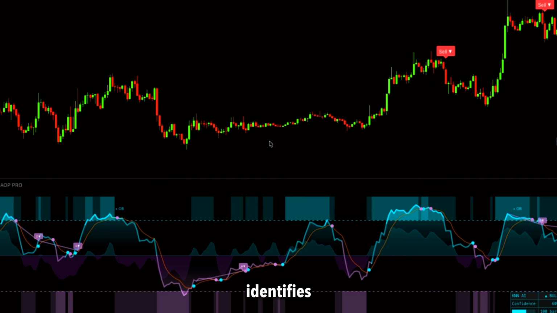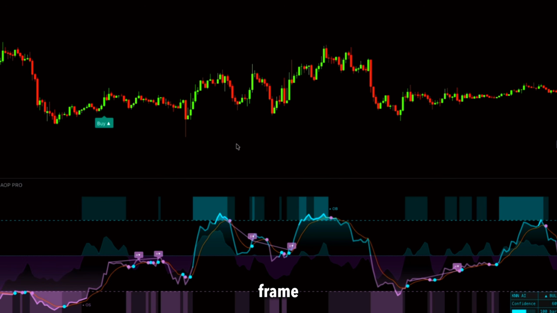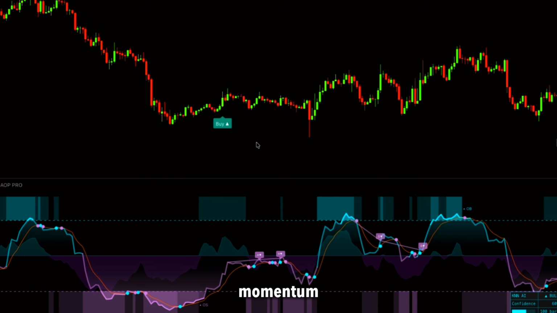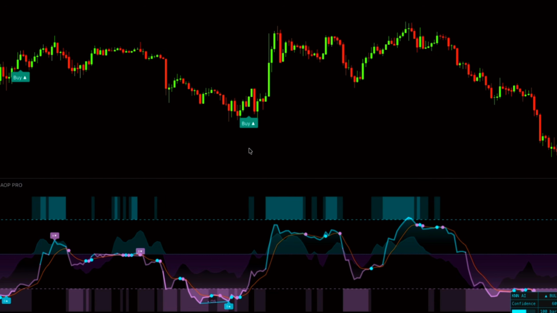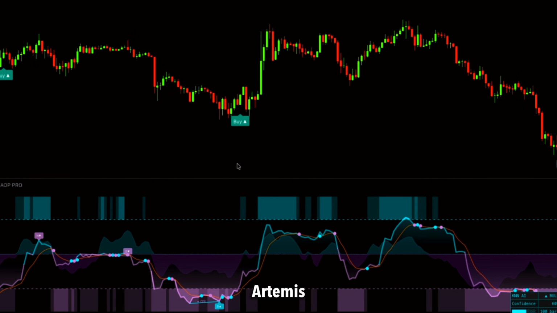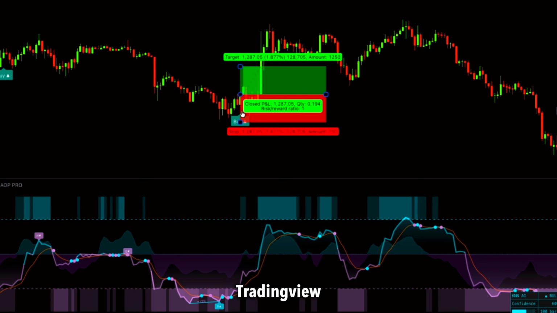The Supertrend identifies the structural shift on a higher time frame. Artemis confirms momentum exhaustion on a lower time frame. This gives you precision timing. The Machine Learning Supertrend and Artemis Oscillator PRO are both completely free and open source on TradingView. You can load them right now and start testing this strategy.